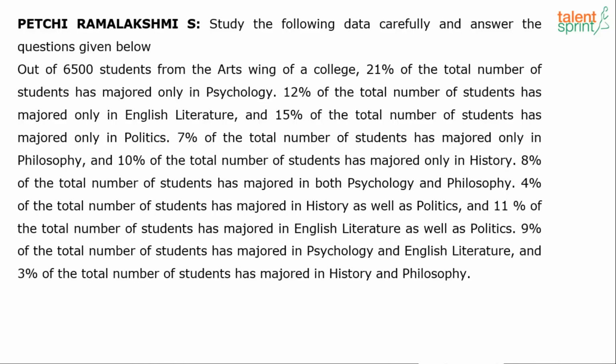I'll present the questions after a few minutes. In the meanwhile, I want all of you to work on the data and make a simple table out of it, right? It says 6,500 students from arts wing of a college, 21% have majored in psychology, 12% in English, 15% in politics, 7% in philosophy, and 10% in history. And then there are combinations. So try it out.